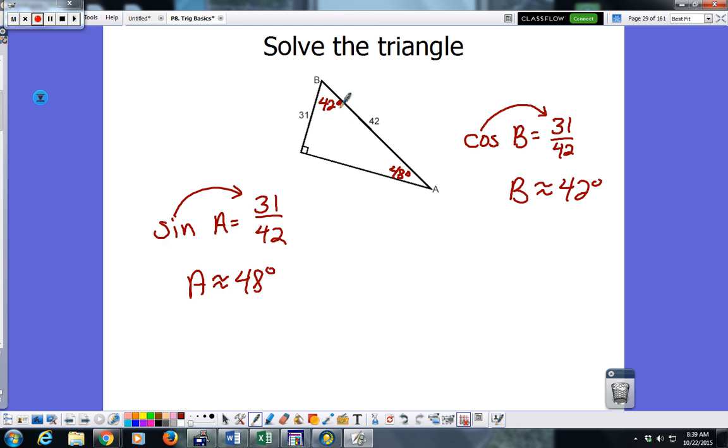Now we're missing, by saying solve the triangle, again, I mean find everything. We've got the 3 angles, we've got 2 of the sides. So to find the other side, again, Pythagorean theorem, 31 squared plus, we'll call it x, equals 42 squared.